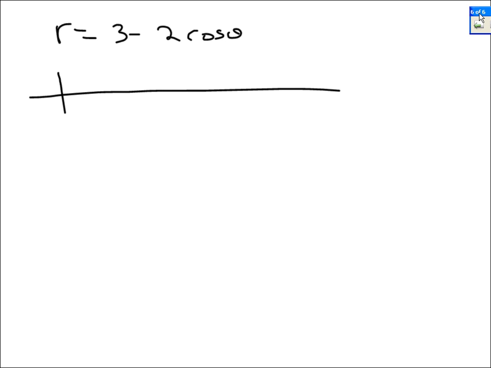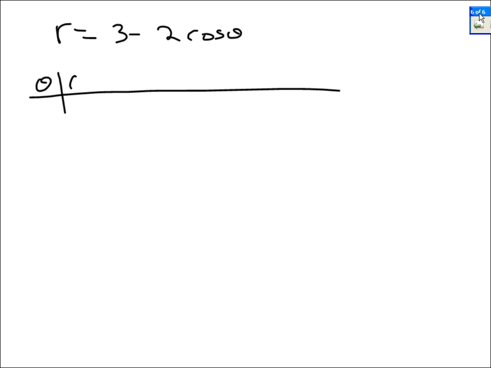Let's do one more graph. That's what this section is about: plotting or sketching a polar graph. You have r is equal to 3 minus 2 cosine theta. So what you do is you make up a table. Since it's going to be a very long table, I'm going to do it horizontally.